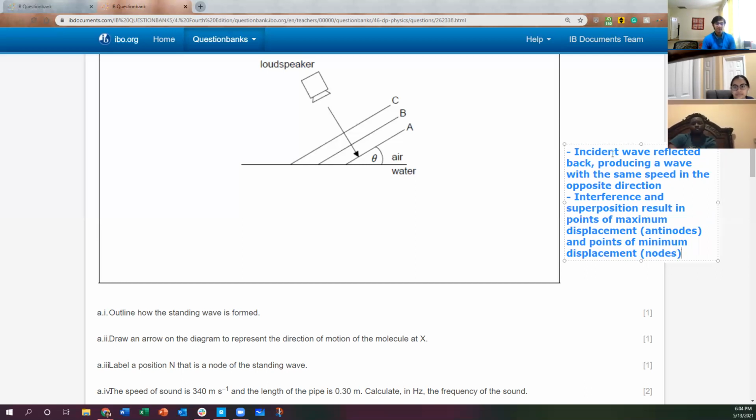Okay. Is there anything else we would want to add to this answer? Incident wave is reflected back, producing a wave with the same speed in the opposite direction. And then interference and superposition result in points of maximum displacement and points of minimum displacement. And one more thing. If we really wanted to get a good answer, I think we could also mention here that the maximum is constructive interference. This is constructive right here. And then the minimum displacement is destructive interference, right?